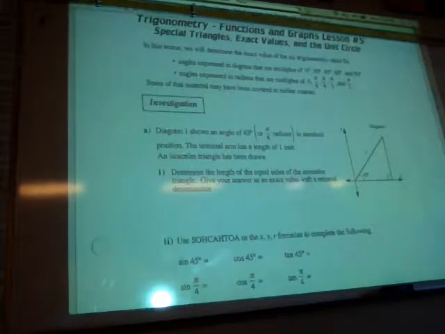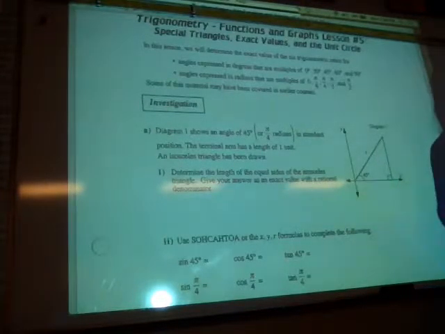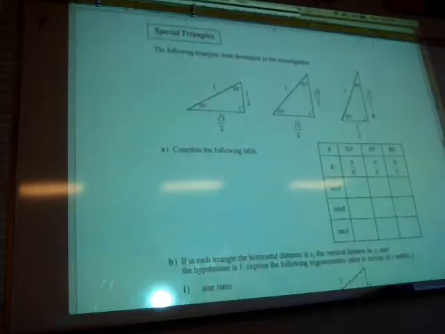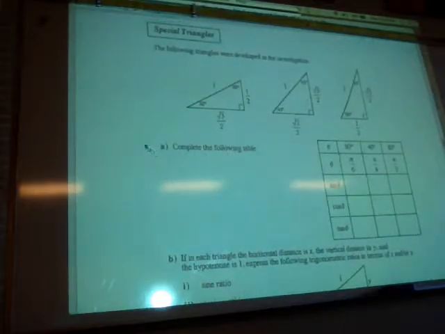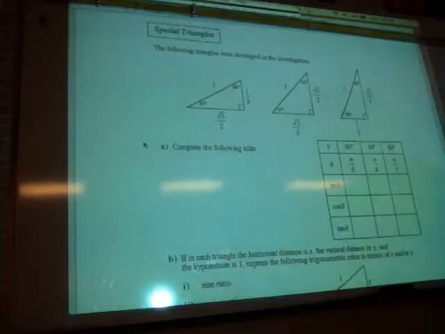There is a little investigation on how to use Pythagorean theorem to figure out the side lengths for 45 degrees, 30 degrees, or 60 degrees. But we're just going to skip the investigation and get right to these special triangles. So the special triangles are 30 degrees, 45 degrees, and 60 degrees.